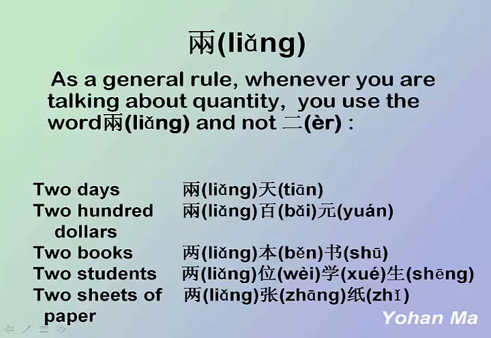Let's talk about the other word for 2, which is 两. As a general rule, whenever you are talking about quantity, you must use the word 两 instead of 二. For example, 2 days, 两天. We never say 二天, never. $200, 200元, 元 that's dollars.